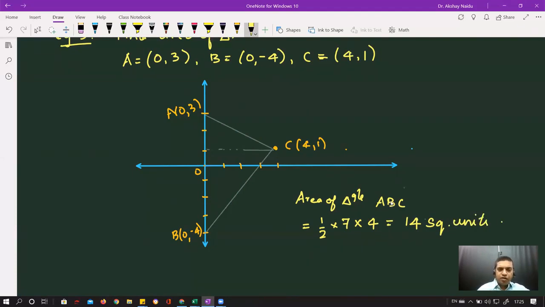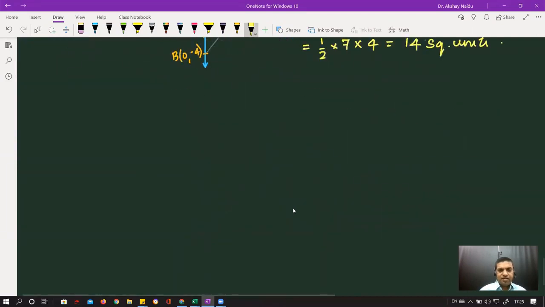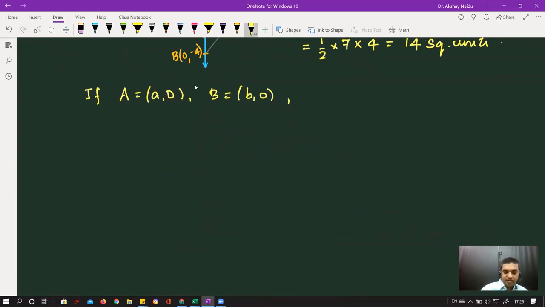So without doing the formula. Now based on this, we can write a standard result. So now you tell me, if A is (a, 0), B is (b, 0), and C is (h, k), what is the area of triangle ABC?